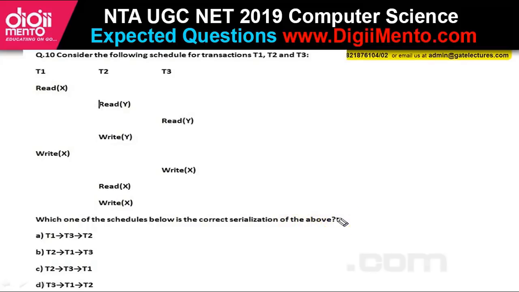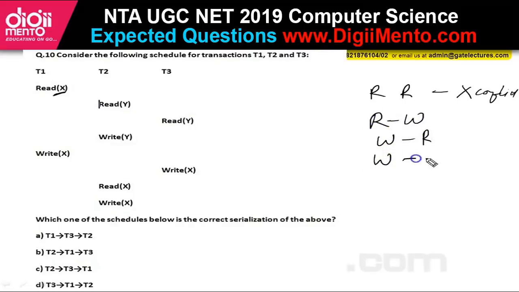Okay, so the best way to solve this kind of question is we will just see what kind of data there is. When there is read, read, there is no conflict, we have no issue. But if there is read, write or write, read, then we have to be careful. Okay, so these are the cases when we have to look whether the properties are satisfied or not.